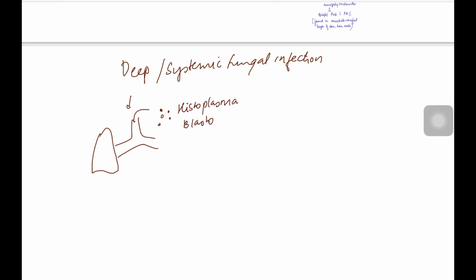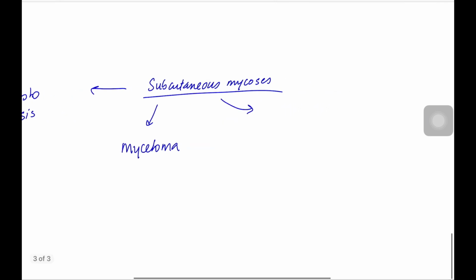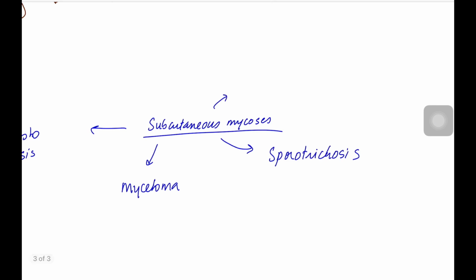An underlying immunocompromised state will increase the risk of dissemination of the fungal organism. So locally invasive fungal infections of the skin are rare. So next we will speak about the subcutaneous mycoses. There is first chromoblastomycosis, then mycetoma, and then sporotrichosis.